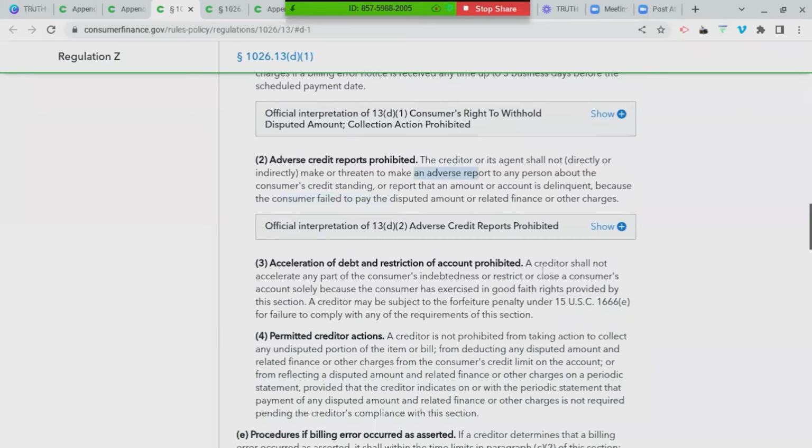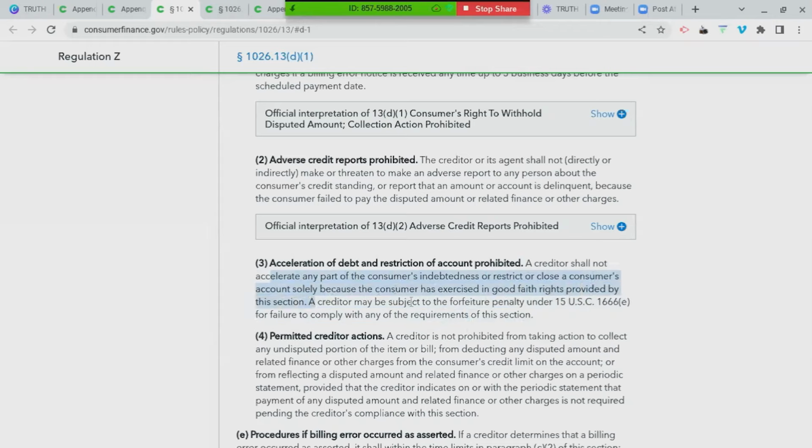So a creditor also shall not accelerate any part of the consumer's indebtedness or restrict or close the consumer's account solely because the consumer has exercised in good faith rights provided by this section. So a creditor may be subject to forfeiture penalty under 15 USC 1666e. I went over this in boot camp. For failure to comply with any requirements of this section. So these are the requirements of the section. They are required by law to not accelerate any part of the consumer's indebtedness or restrict or close your account solely because you have exercised in good faith your rights provided by this section.